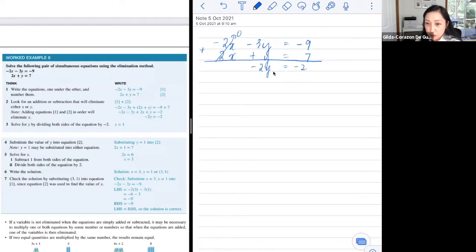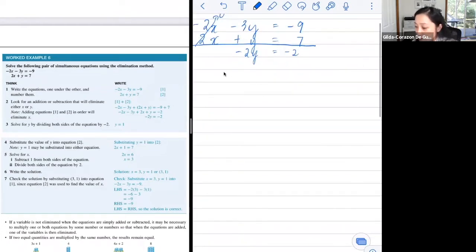And that's what we want, because then we would be able to figure out the value of y. -2 times something gives us -2. That something is 1, right? So we say y is equal to 1. It's 1 because -2 times 1 gives you -2. Yes? So far, so good. Now, the same thing as when we had the substitution method.